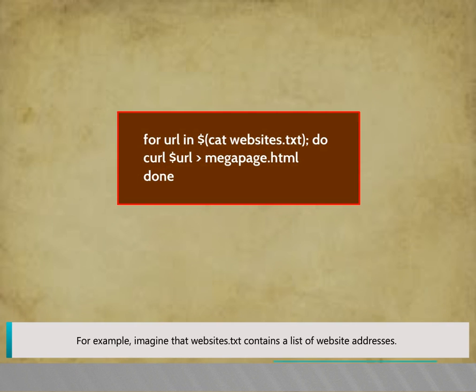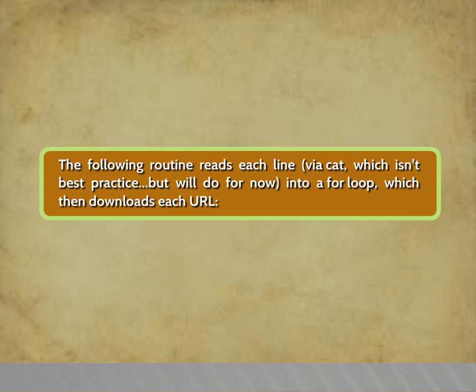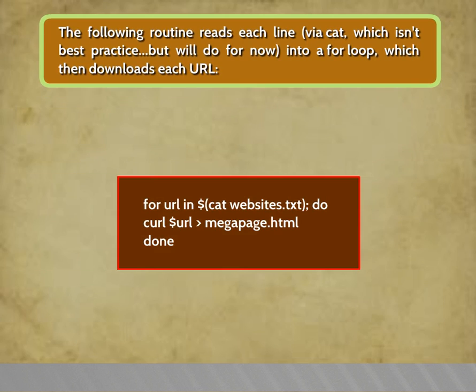For example, imagine that websites.txt contains a list of website addresses. The following routine reads each line, that is via cat, which isn't best practice but will do for now, into a for loop, which then downloads each URL.